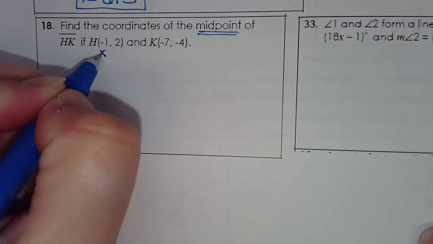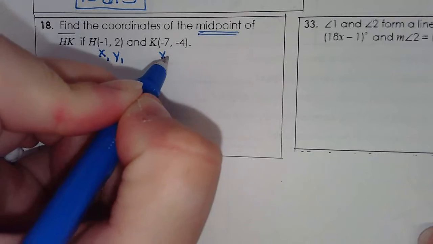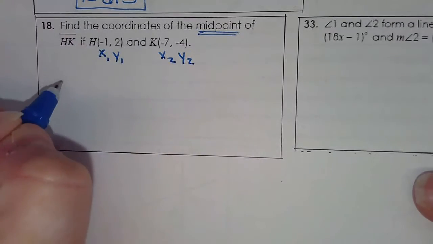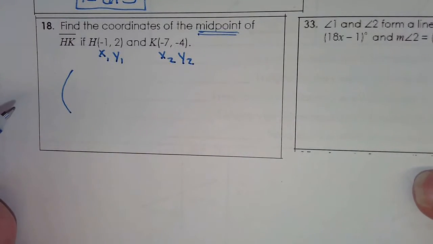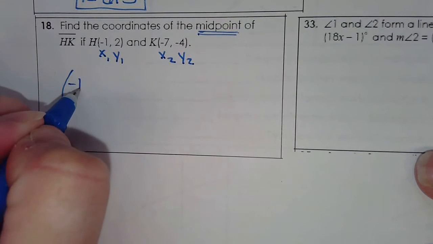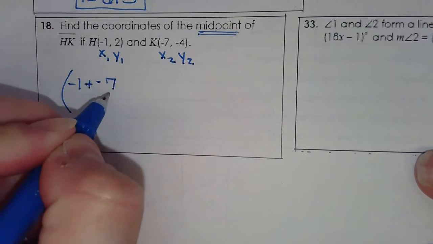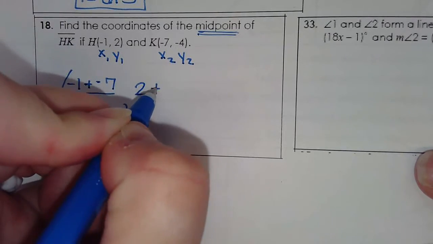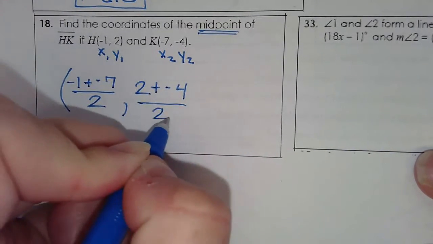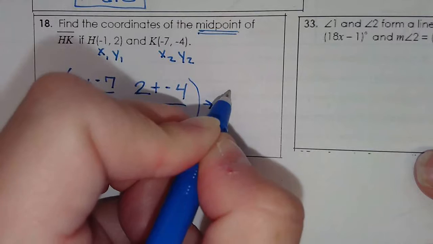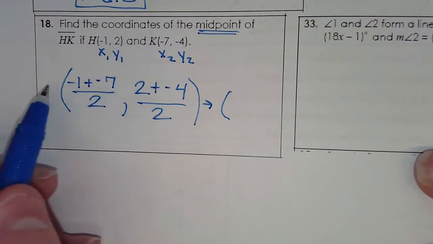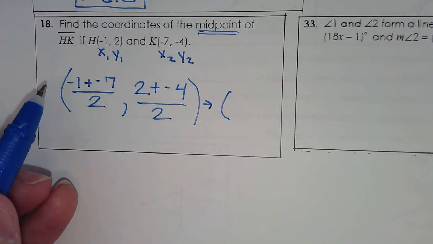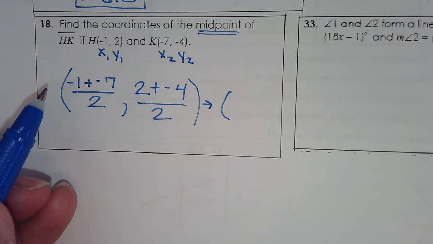So I'm going to label my points x1, y1, x2, y2. So the midpoint formula says to take x1 plus x2, then divide by 2, and then take y1 plus y2, and then divide by 2. Main thing that you have to remember is that you have to do the addition, and then after you actually add them together, then you divide.